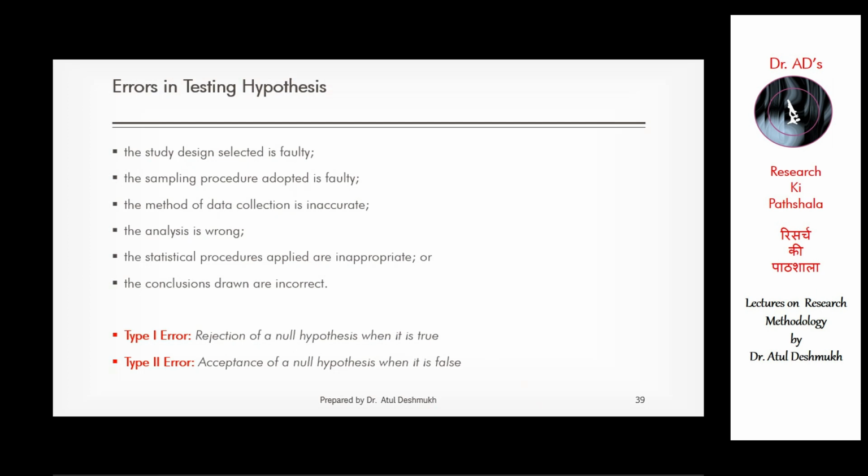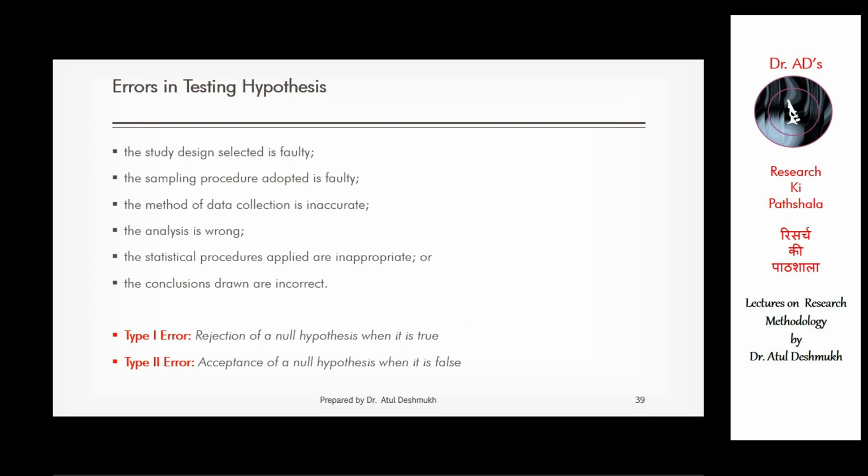Statistical procedure, test of significance, whatever you apply, that is important. Conclusions drawn may be incorrect. Many times you apply the test, but as I told you, software will not conclude for you. Software will give certain figures: maybe the p value is this, the Mann-Whitney value is this, the paired t test value is this much. This is given by certain statistical procedures or calculations.